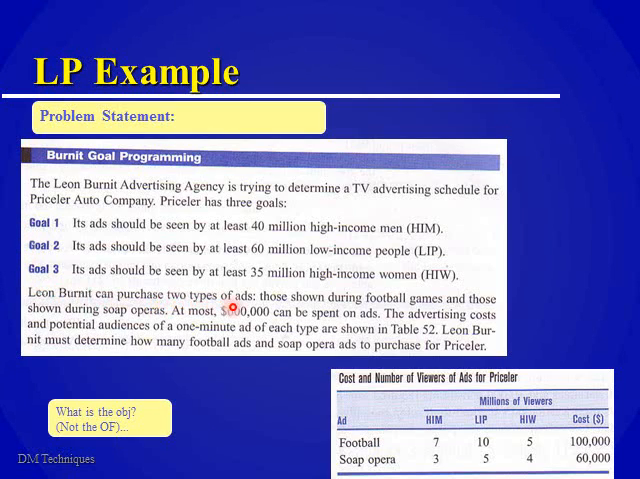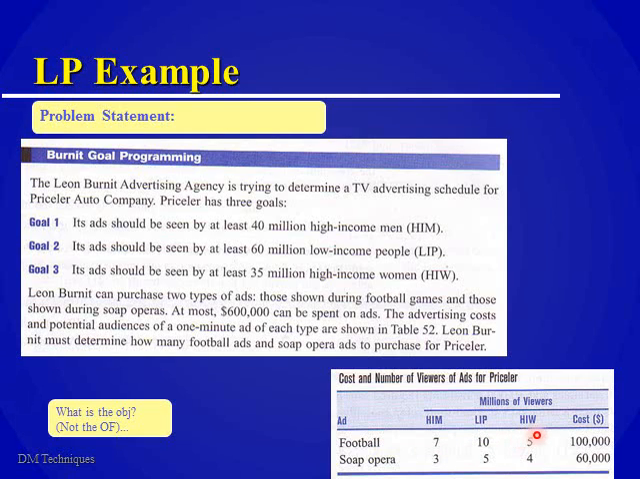The advertising costs and potential audiences of a 1-minute ad of each type are shown in the table below. What this table is saying is that a 1-minute ad shown during a football game is suspected to be seen by 7 million high-income men, 10 million low-income people, and 5 million high-income women.